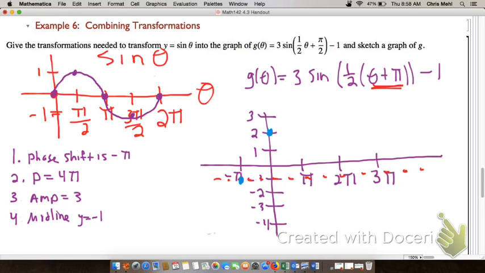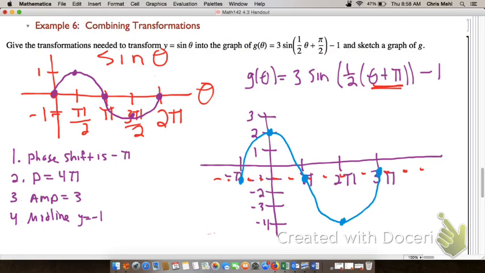Okay, halfway through the period, you're back on the midline. Another quarter way through the period, you're going to go down 3 units from the midline and get negative 4. And then finally, all the way through the period, another quarter period, you're going to be back at the midline of negative 1. And there's a sketch of one cycle of the function g of theta.